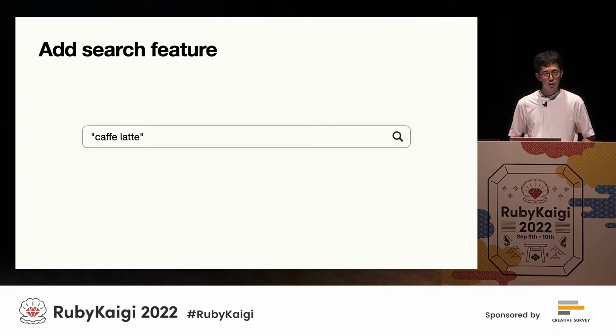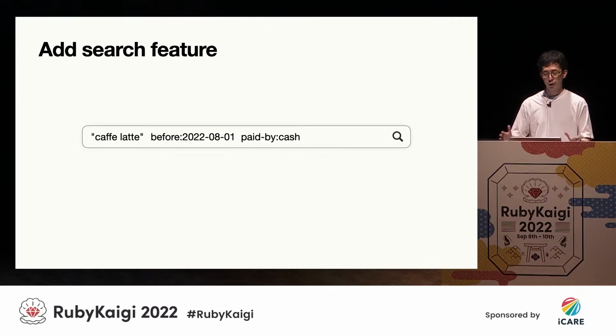So I want to add some feature to search the orders. So we put some name of the items, like cafe latte, or we want to add some features to do some filtering before some day, sometime, or we can filter whether the order is paid by cash or card, like that.